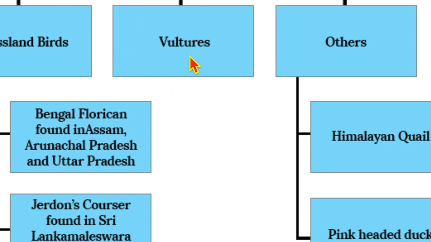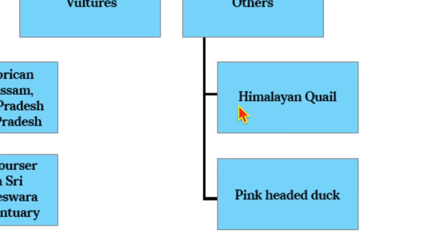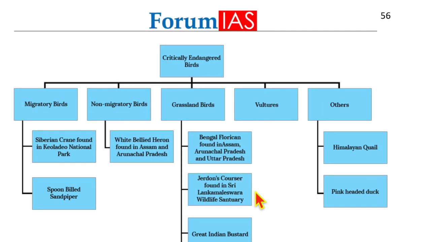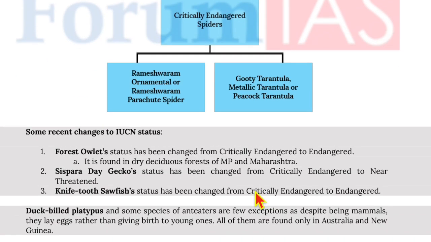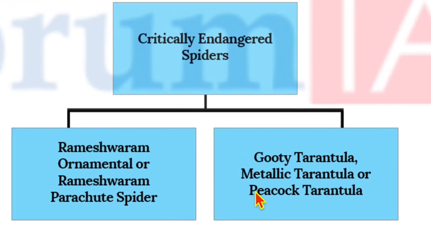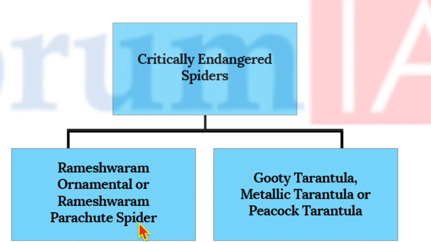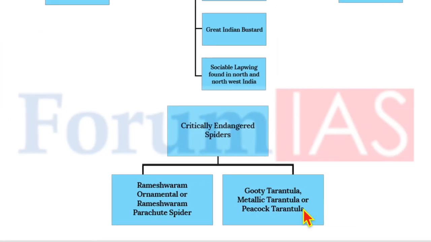Vultures, we have seen different types of vultures already. Others would include the Himalayan quail, pink-headed duck. These are critically endangered birds. Now moving on to critically endangered spiders, we have Rameshwaram ornamental or Rameshwaram parachute spiders. We have Gooty tarantula, metallic tarantula or peacock tarantula.